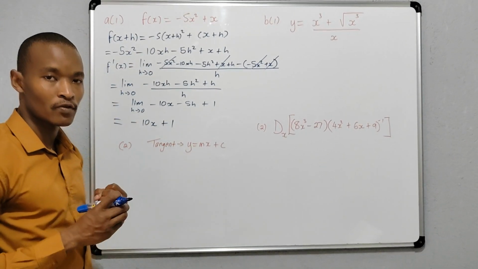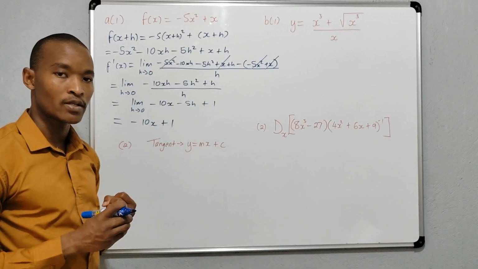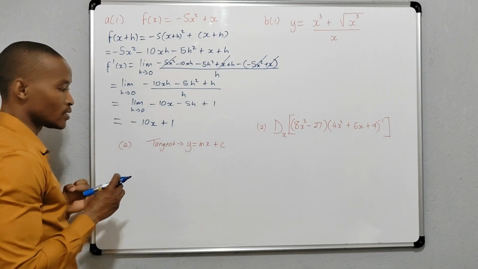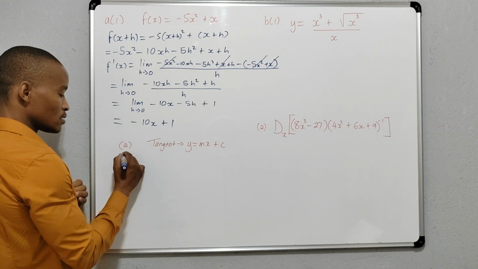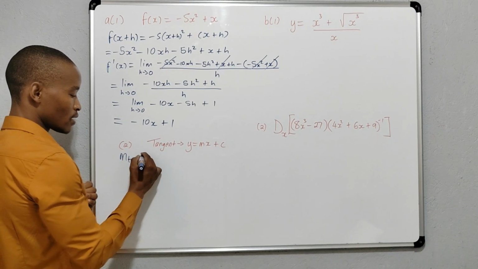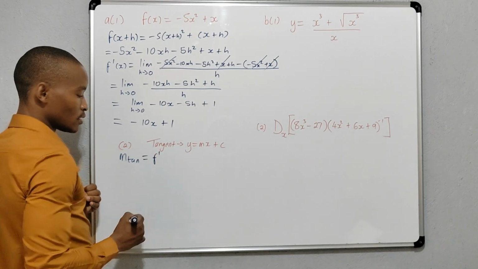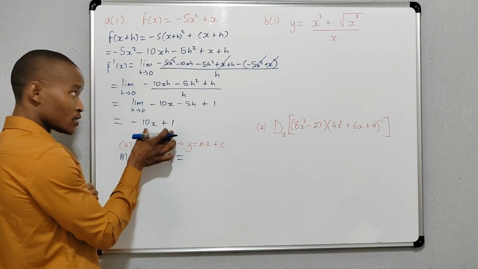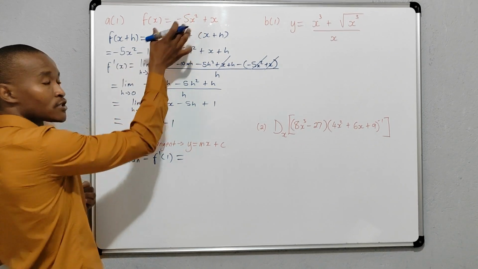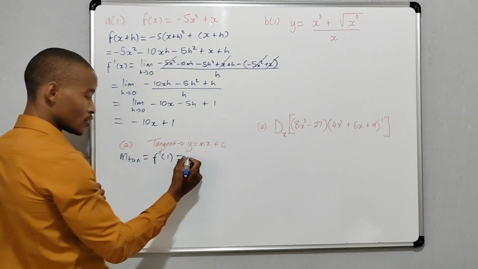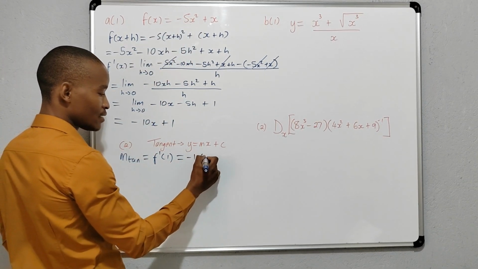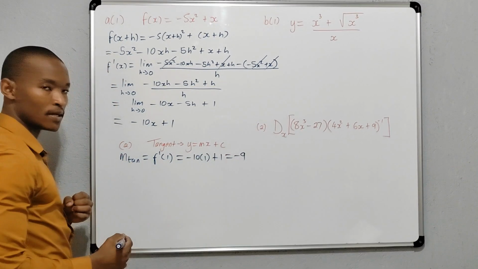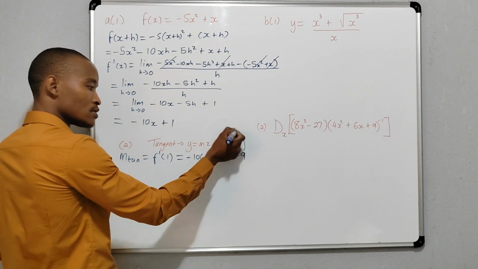So what do we need? We need the point of contact, the x and y coordinates, and we need the gradient at x equal to 1. Can we get the gradient at x equal to 1? Yes, the gradient of the tangent at x equal to 1 will be the gradient of the function at x equal to 1, and we have the expression that represents the gradient of this function. Yes? Good. So we have negative 10 times 1 plus 1 giving us what? Negative 9. Good stuff. What does this give us?